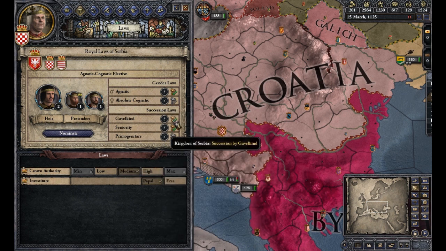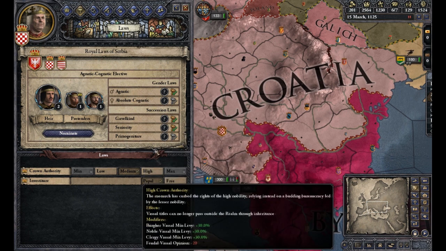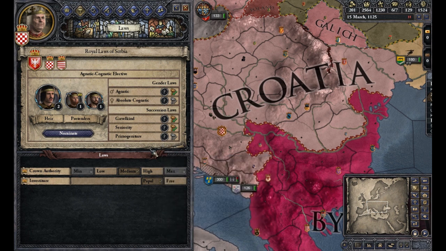However, we have some choices that we can make for Serbia here. I can change it to Gavelkind or seniority, or I could change to High Crown Authority, and that would give me Primo as an option, because the only reason I don't have it right now is because I don't have High Crown Authority. So, that is a decision I'll make at the beginning of the next video. I will say, right now, I'm leaning towards either Gavelkind or going to High and then Primo.